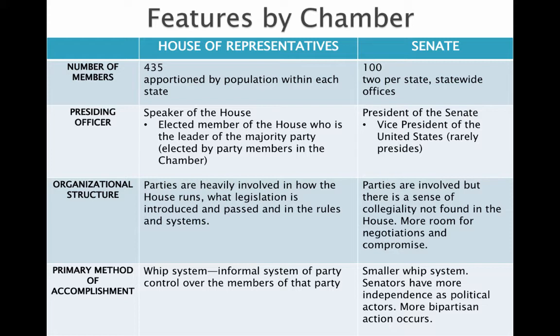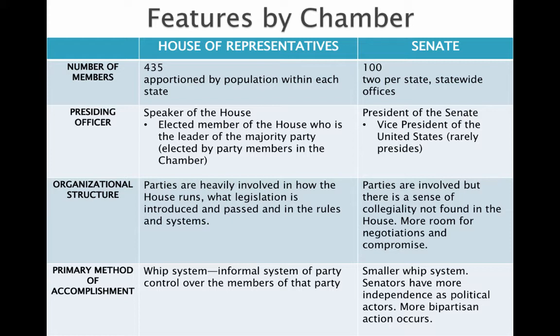The presiding officer of the House of Representatives is the Speaker of the House. That is also the third person in line for the presidency in what's called the chain of succession. So for some reason, the president and the vice president cannot serve. The Speaker of the House is the next in line. This is someone who is the leader of the majority party and is elected by party members in the chamber.